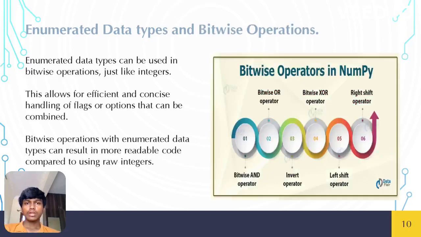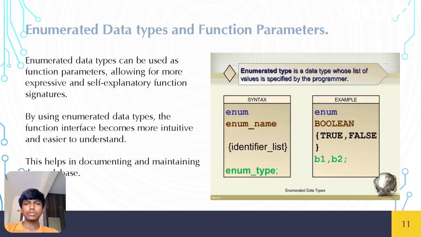Next is enumerated data types and bitwise operations. Enumerated data types can be used in bitwise operations just like integers. Bitwise operations, on the other hand, involve manipulating individual bits of data at the binary level. Bitwise operations with enumerated data types can result in more readable code compared to raw integers.